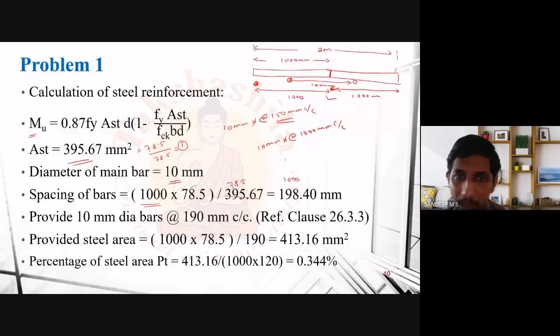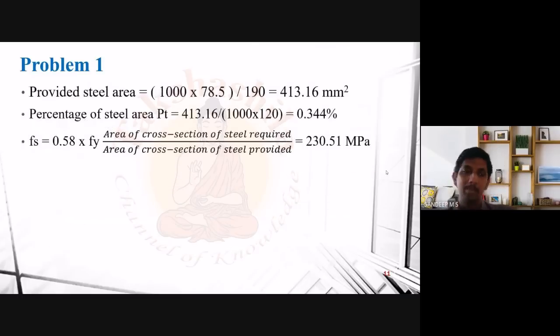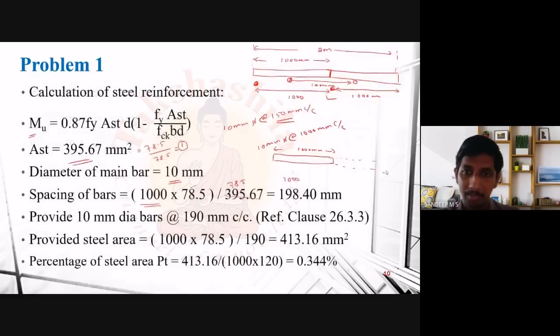Let's check for another case. To make things more clear, let's assume again this is 1 meter, say 1000 millimeters. And again we have some slabs running in this direction, so please keep that in mind. In this second case, I am not getting 78.5. Instead I am getting double that, 78.5 into 2. This is the total area I am getting.